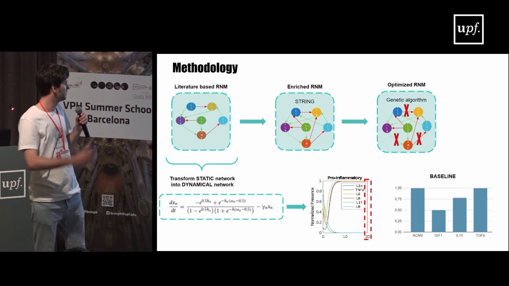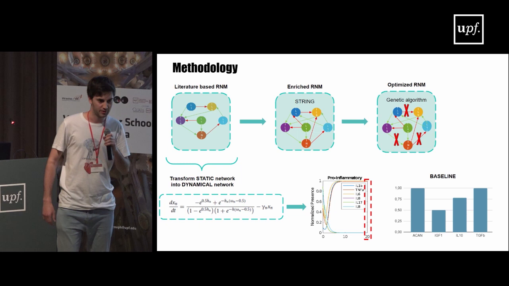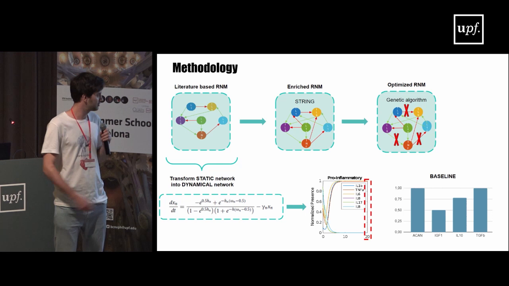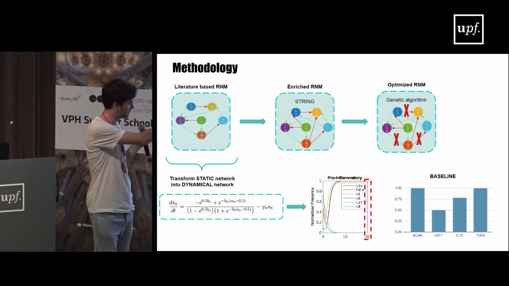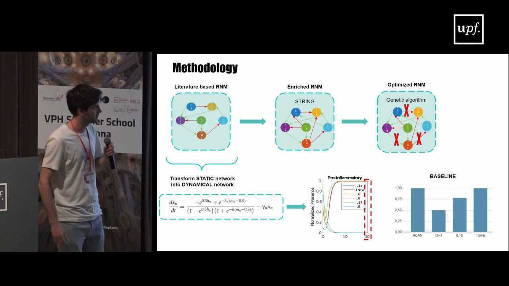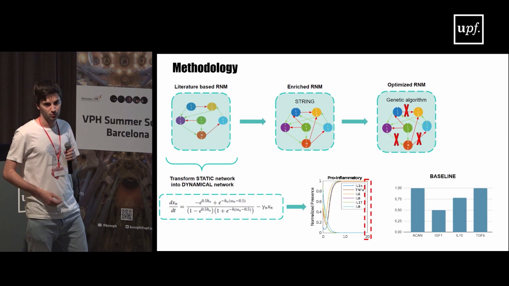But once we got the static model, we wanted a dynamical model. For that, we used the approach proposed by Mendoza and Xenarios, which uses a set of differential equations to get the expression rate of each node. From these differential equations, we can get the steady state of the system, and we use this steady state to get the baseline of our system. Then, looking at the results of the first literature-based network, we realized that it was highly catabolic.